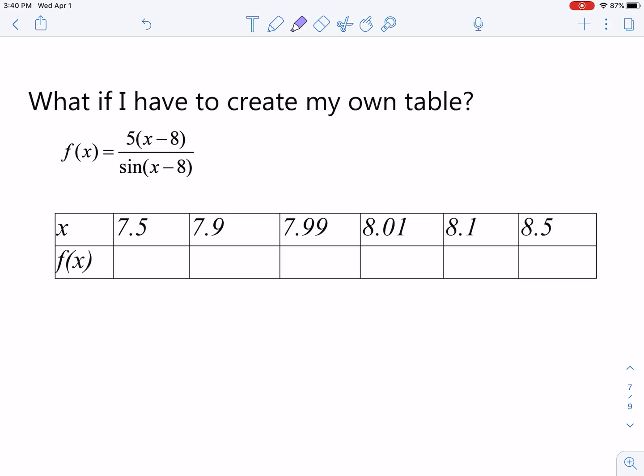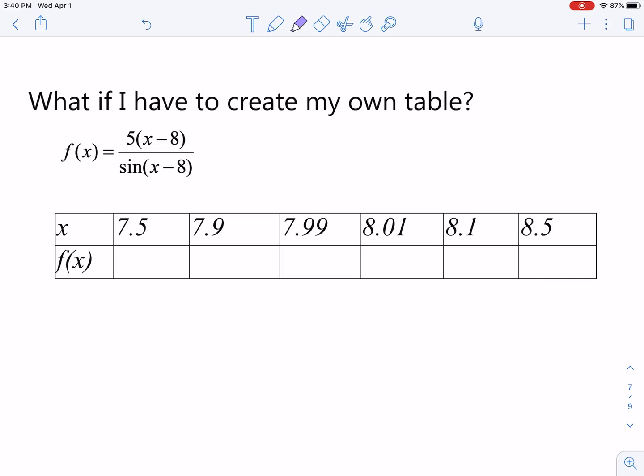So if you want to go ahead and write down f of x for me, it's 5 times the quantity x minus 8 all over sine of x minus 8. Don't go cancel happy on me, okay? Don't do that, please. That x minus 8 in the denominator is inside an argument, so you cannot cancel it. It's not a factor. All right.